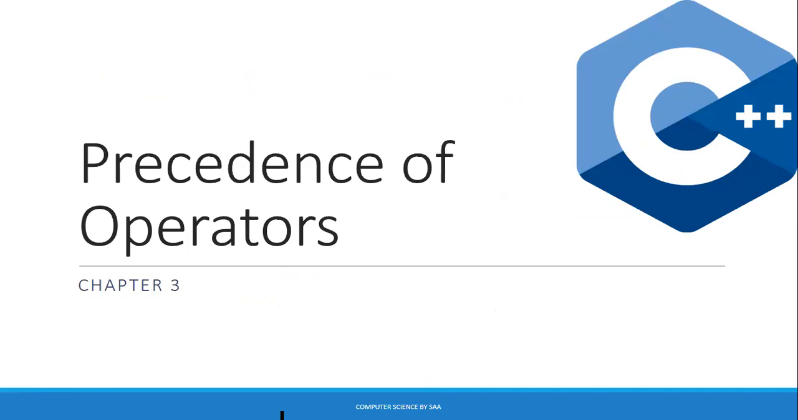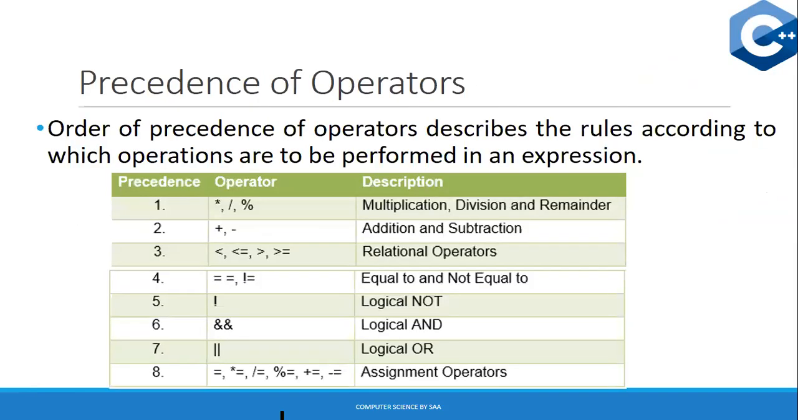So the next topic that is related to the operators is the precedence of the operators, which means the order in which they need to be solved. If a single expression contains more than one operator, then in what order will they be solved? First of all, the arithmetic operators will be solved in order: multiplication, division, and then remainder. After this, addition and subtraction are to be performed.